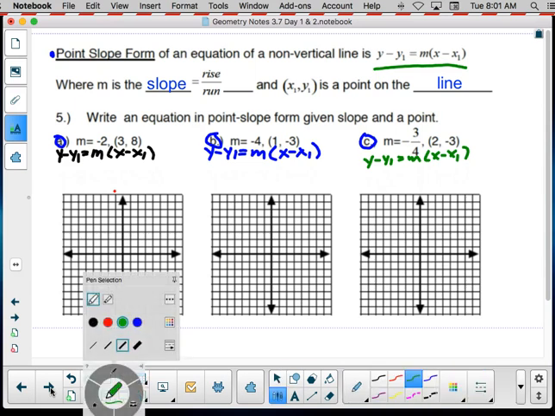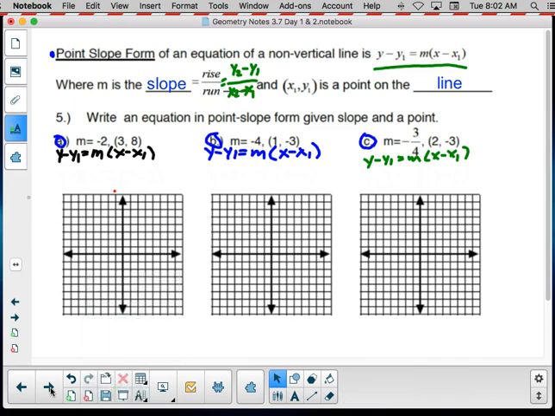Okay, and that's y sub 2 minus y sub 1 over x sub 2 minus x sub 1. Okay, and x1, y1 is a point on the line.